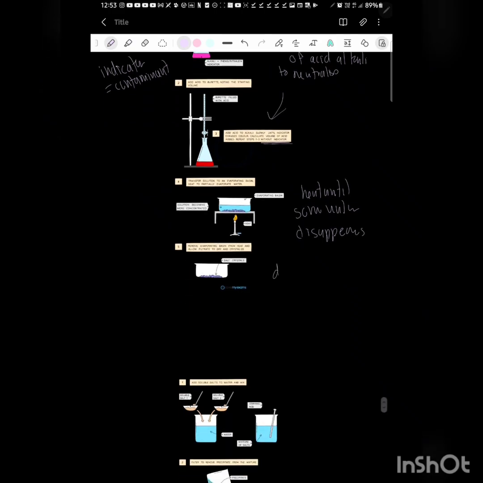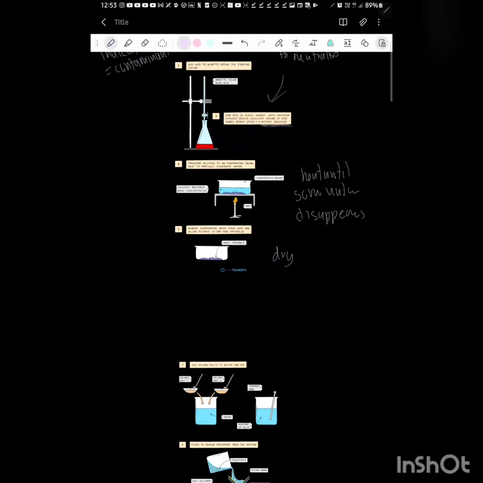And it's basically the same as previously, you just heat it up until some water disappears. Crystals start to form. I'm not going to write that because it'll take too much time. And then you just dry it with a desiccator, or with filter paper.